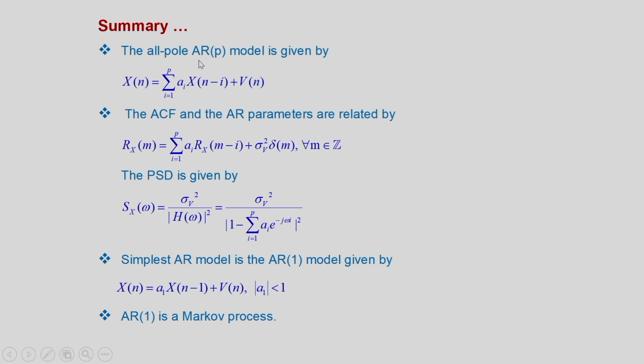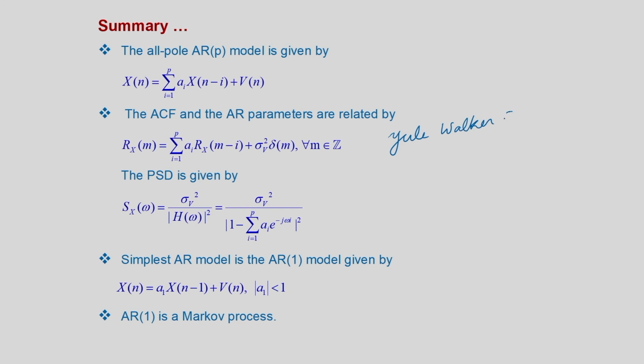The all-pole model, the ARP, autoregressive process of order p, is given by xn is equal to the summation i going from 1 to p of ai into x of n minus i, plus vn. So, here in the filter model only the denominator part will be there. That is why it is an all-pole model. The ACF and the AR parameters are related by the Yule-Walker equations.